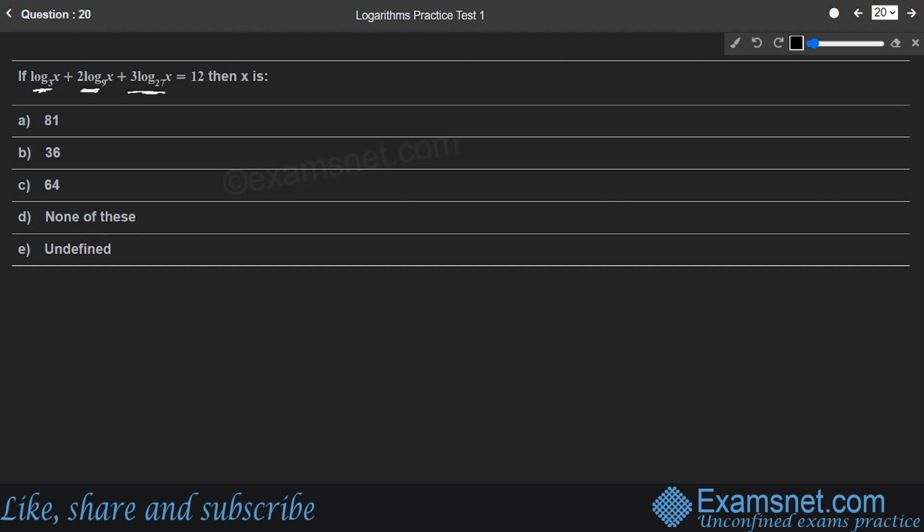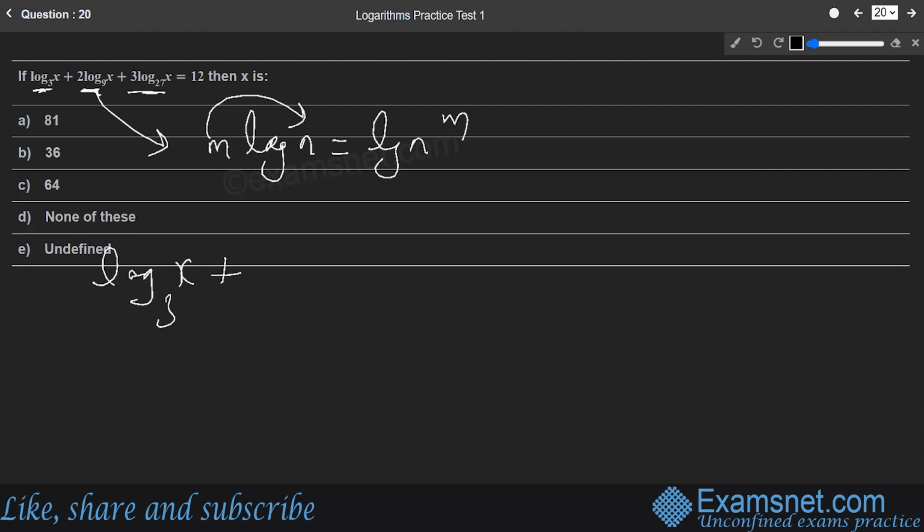The first term given is log base 3x, then log base 9x. We cannot do anything about log base 3x; there is nothing to manipulate. For the next term, m log n can be written as log n to the power m, so the m can go over the n. Using this, we can write 2 log base 9x as log base 9x squared. Then the next term can also be written as log base 27x cubed.